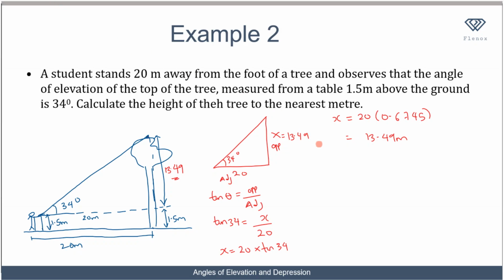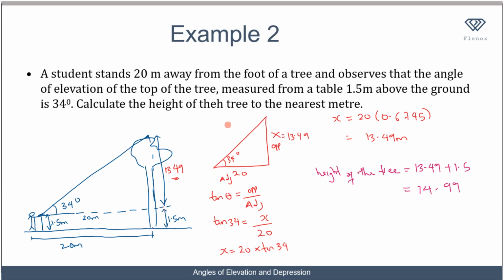So now the height of the tree, we know that it's this height over here from here to here plus from here to here. And since the height of the table is 1.5, we know that the distance from here to that portion over here is what? 1.5. So the height of the tree will be equal to what? 13.49 plus 1.5. And what would that give us? That will give us 14.99.